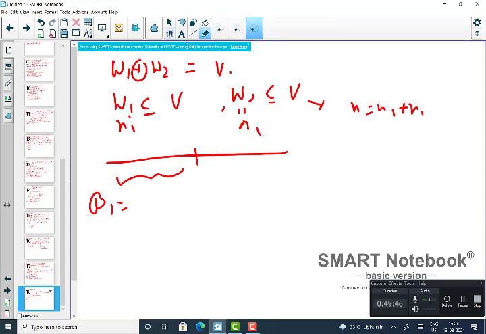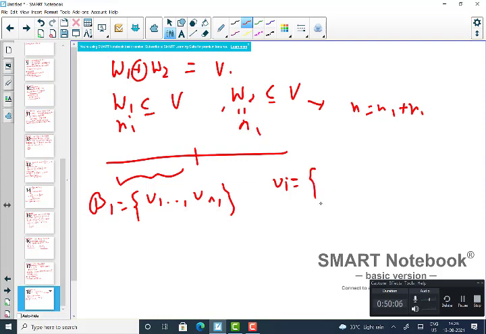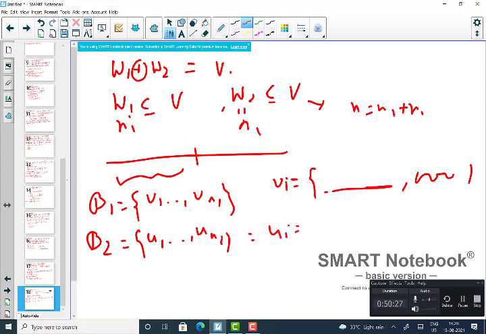So what does that mean? It means V1, V2, up to VN1 is a basis of W1. How do these elements look? The first N1 entries can be anything, and then 0, 0, 0, 0. Similarly, the basis of W2 is U1, U2, up to UN2, where the first entries are all 0 and the last N2 entries are arbitrary. When you combine them, you get a basis of V. This collection will give you an arbitrary basis of V. In this way you can find things.